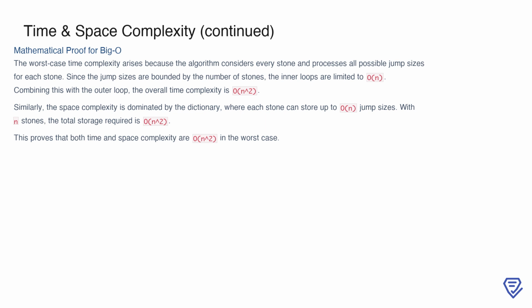Since the number of jump sizes is bounded by the total number of stones, the inner loops are limited to O(n). Combining this with the outer loop over n stones gives an overall time complexity of O(n²). Similarly, the space complexity is dominated by the dictionary, where each stone can store up to O(n) jump sizes. With n stones, the total storage required is O(n²).